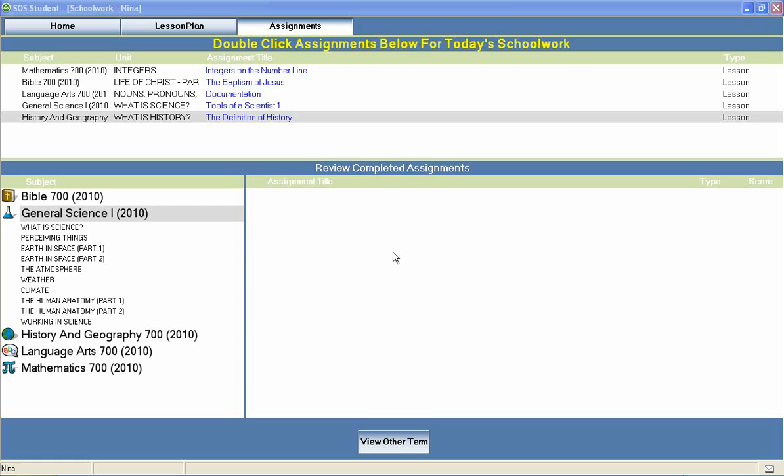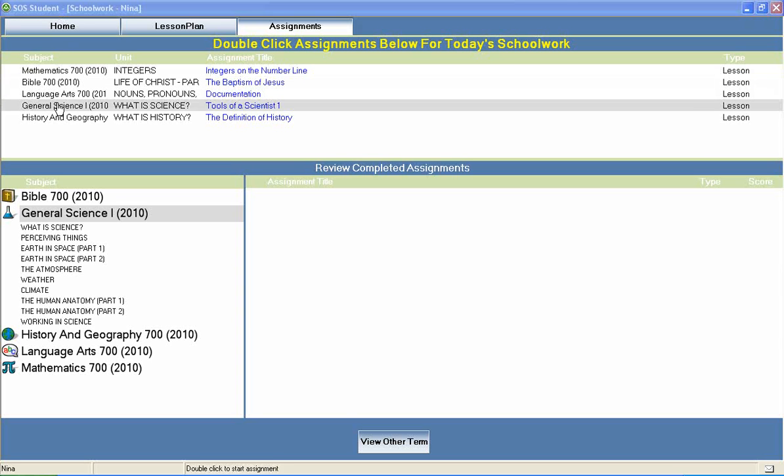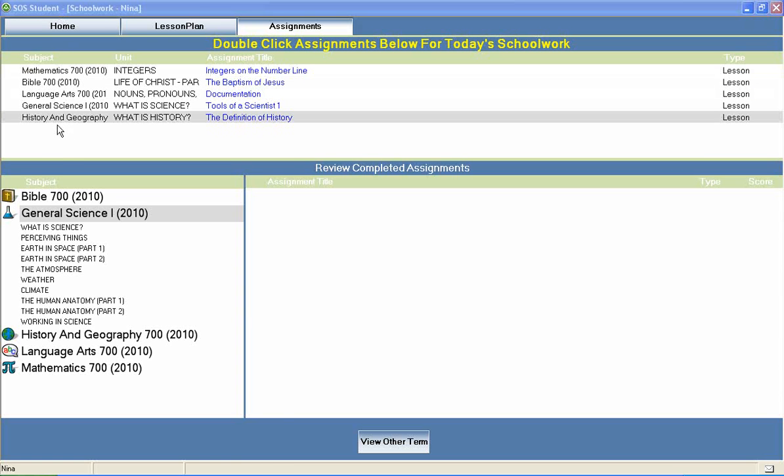Welcome to Switched On Schoolhouse, a CD-ROM-based homeschool curriculum from Alpha Omega Publications. General Science 1 is a middle school science course that is typically included in a 7th grade course of study and includes units on what is science, Earth in space, the atmosphere, climate, human anatomy, and much more.